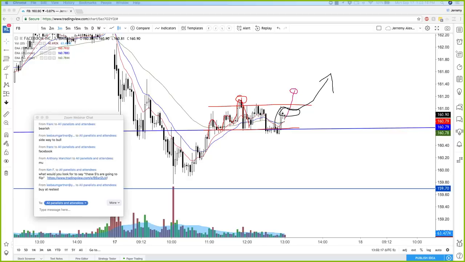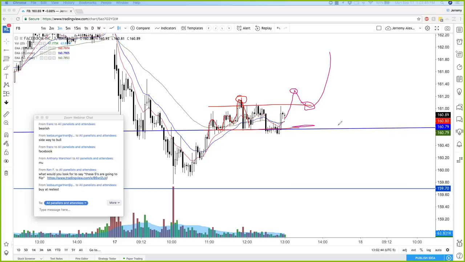Otherwise, if Facebook did just pop out of here and make that bullish move, then I would, as Lee mentioned in the chat pane, buy the retest. I would buy that S curve. I would set up an entry to get in here with a stop below here. Would that trade work? I don't know. But this approach is all about buying the dip. It is all about buying the retracement. It's not about getting in as high as you possibly can and chasing the trade.